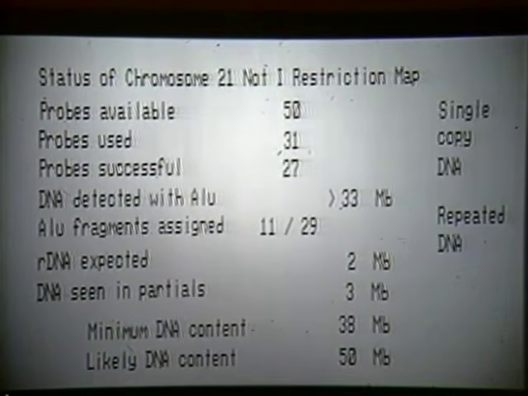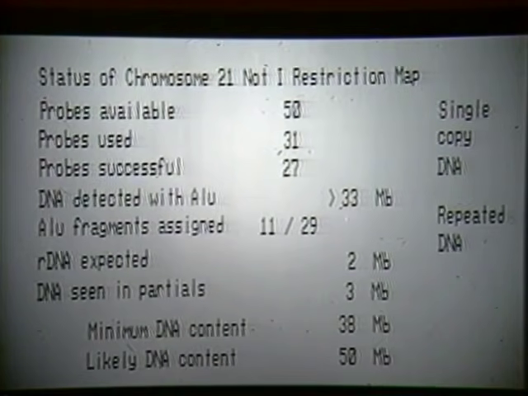OK, now, I want to just summarize for you, if you can zoom back, where we are today in trying to map chromosome 21. This slide is somewhat out of date, but it still gives you a fair picture. We used about 30 of the 50 well-characterized probes that we had at this particular time. Most of these were able to be successfully used. That is, they actually hybridized to something that we could detect and get some data. And roughly, we can now find something like 1/3 of the ALU fragments.